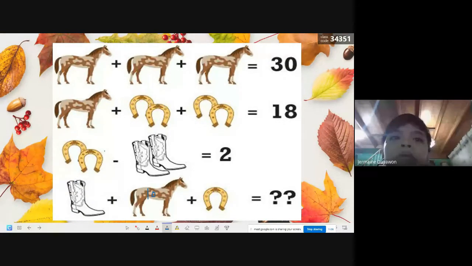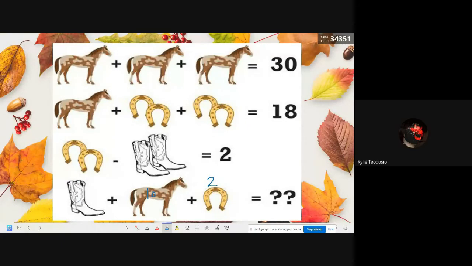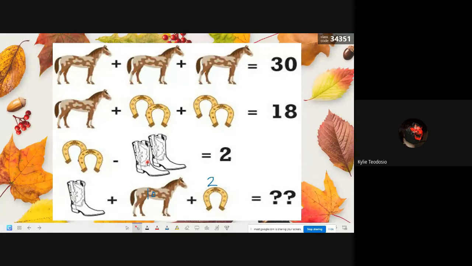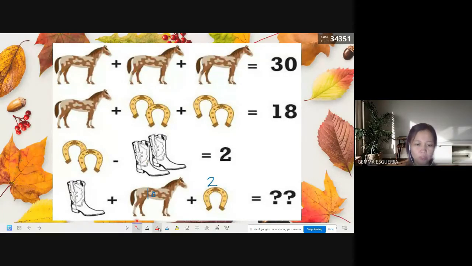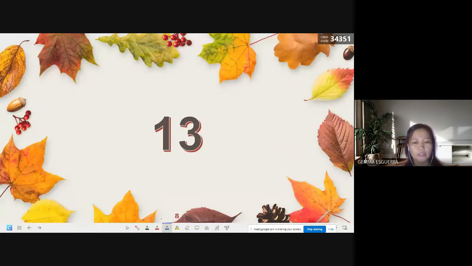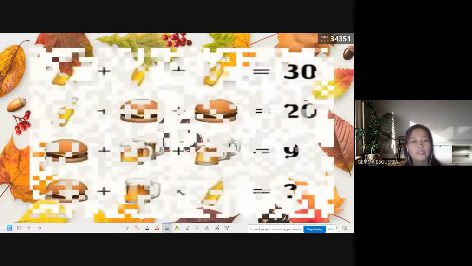Ito ay 2, ha? Ito ay 2. Ano value nito? 10 po. 10 ba yung value ng sapatos? Ay, 2 po pala. 1 po. So, value is 1. Tingnan natin. So, if this is 1 plus 10 plus 2, tingnan natin kung ano yung sagot. The answer is 13. Kasi kung titingnan po natin, yung ito ay 1 plus 10, di ba? And then the horseshoe is, yung isang horseshoe is 2 and then 2. Kaya po siya 13. Okay, next.